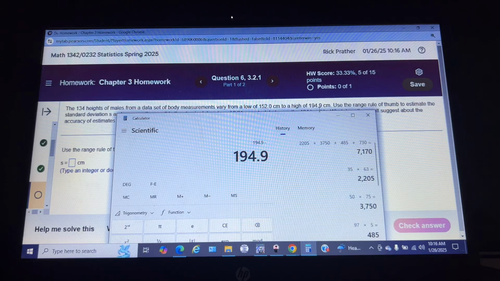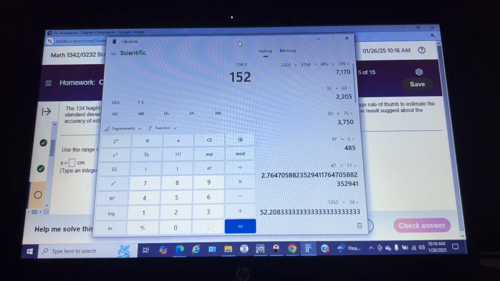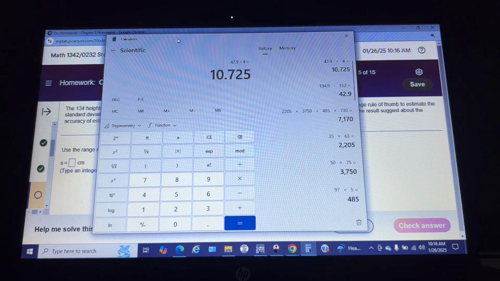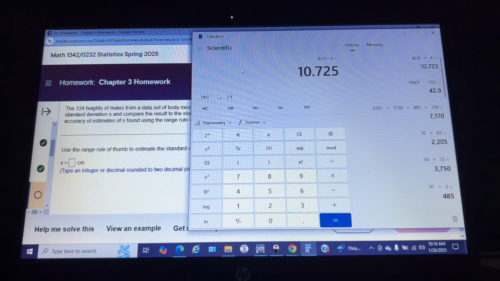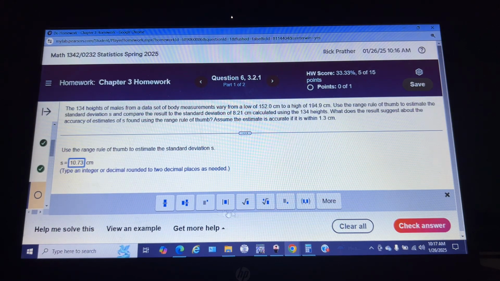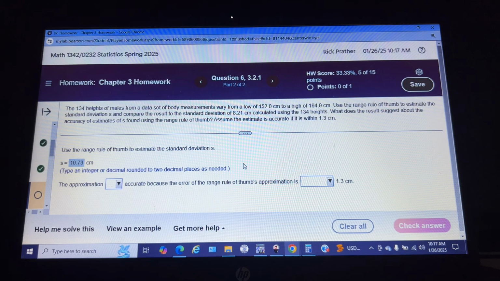Take the highest number, 194.5, subtract the lowest number, 152. This is called range when you do max minus min. And if you divide the range by 4, somebody just decided 4 was a good thing to divide it by. Range divided by 4 gives you a rough estimate of standard deviation. It says type an integer or decimal rounded to 2 decimals, so I'll make this 10.73. And the actual standard deviation, somebody actually took the time to calculate it. Apparently it's 8.21 right here in the paragraph.